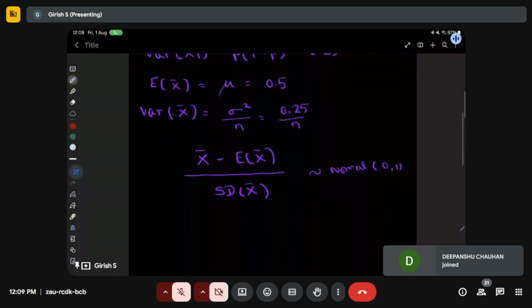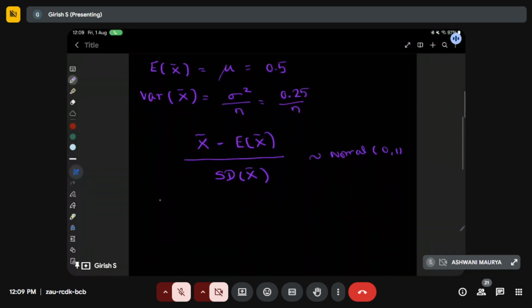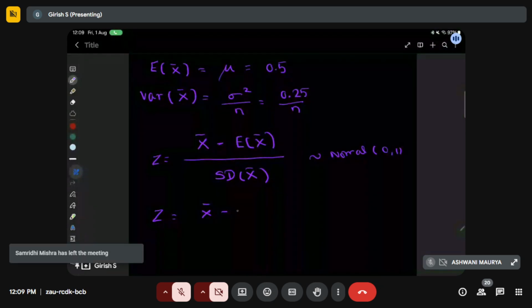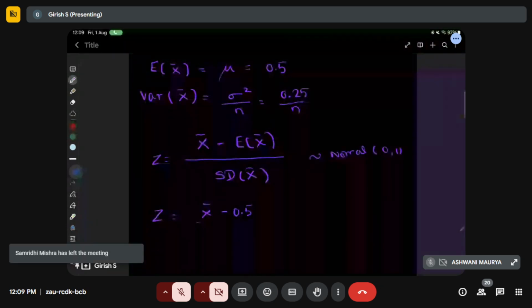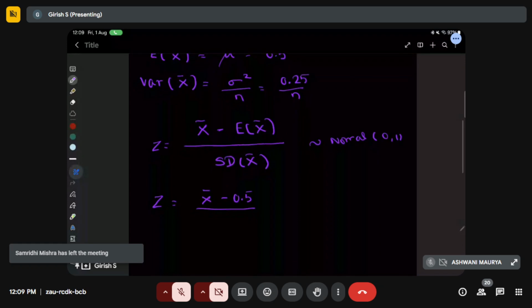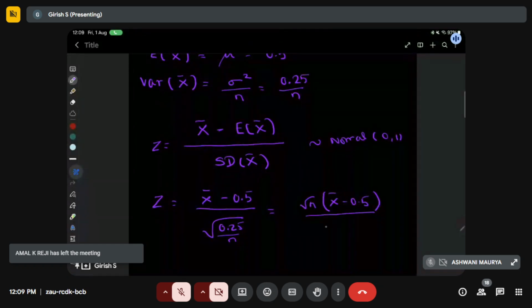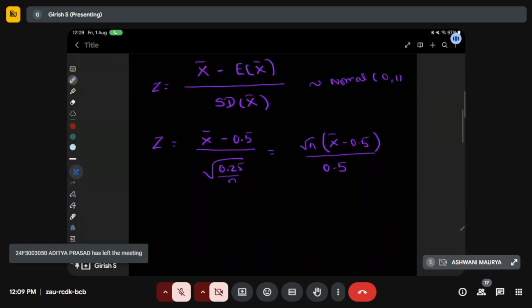So I will write this as z. Basically, this is your z. Z will be x bar minus 0.5 divided by the standard deviation, meaning the square root of the variance, which is 0.25 by n, which is nothing but root n times x bar minus 0.5 divided by 0.5. This is your z. You got this till this point.